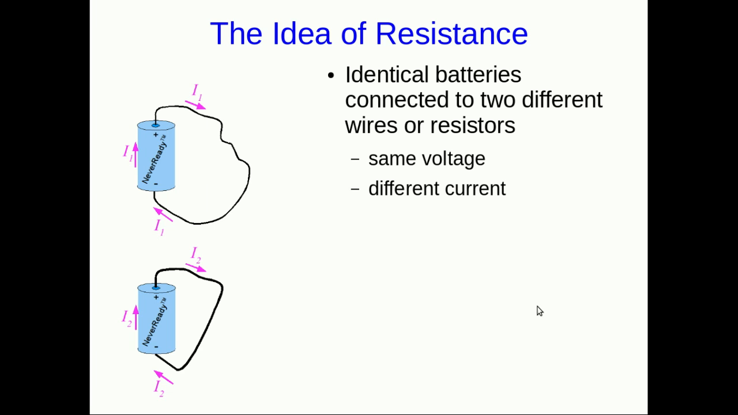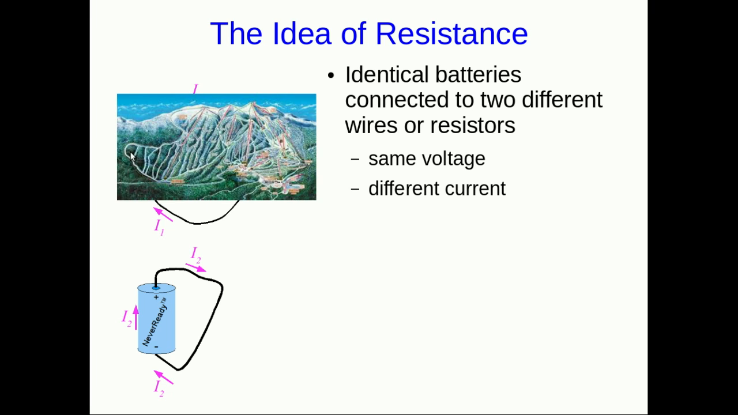So now we come to the idea of what resistance is. If you take two identical batteries and you connect them to two different wires or resistors, so you've got the same voltage being applied because these are identical batteries, but you're going to find that you will have different currents. Remember, the battery doesn't supply current, it supplies voltage. The current that results now depends on what you hook it up to. And so this is, again, sort of like the ski hill. I can't carry this analogy much farther. It's going to be very valuable in the next unit, but I'm about to push it about as far as I can in this unit.